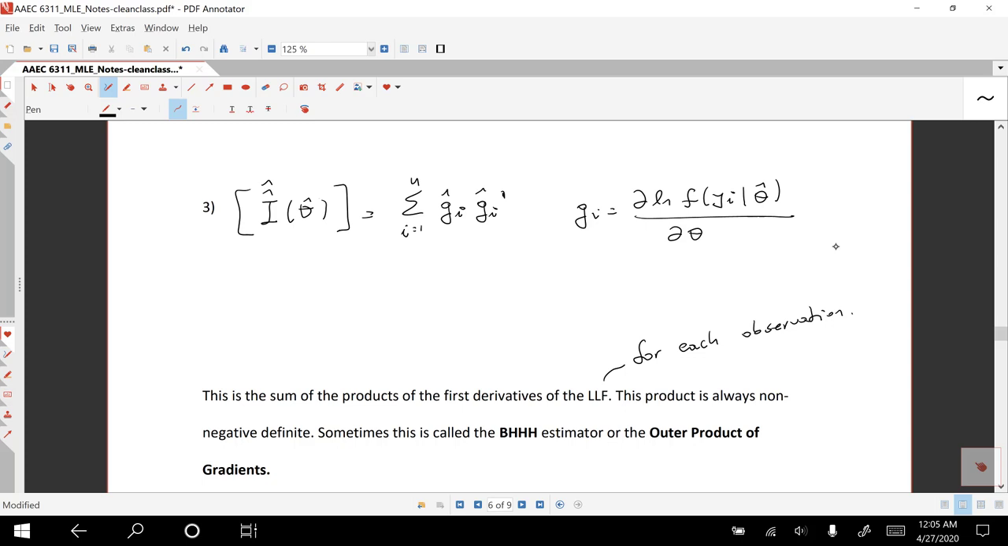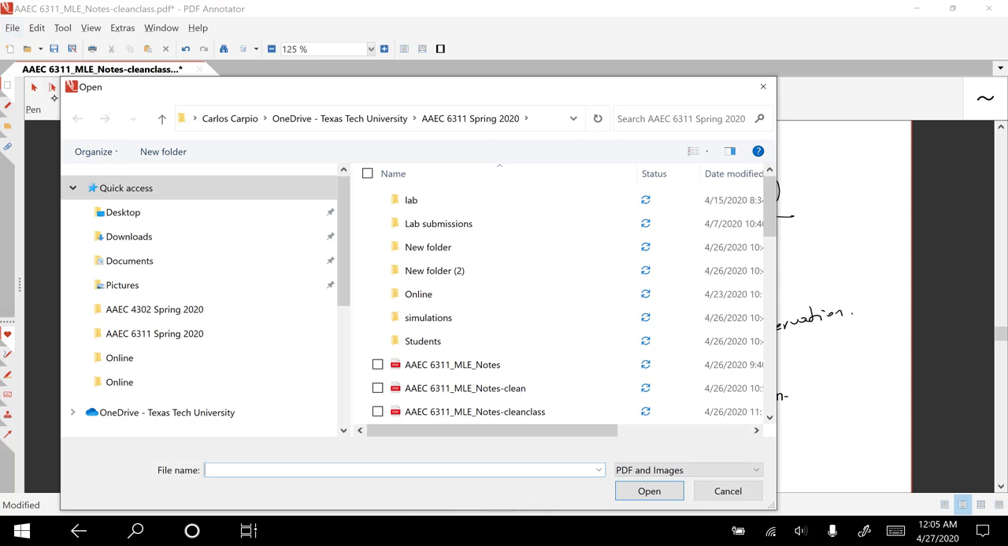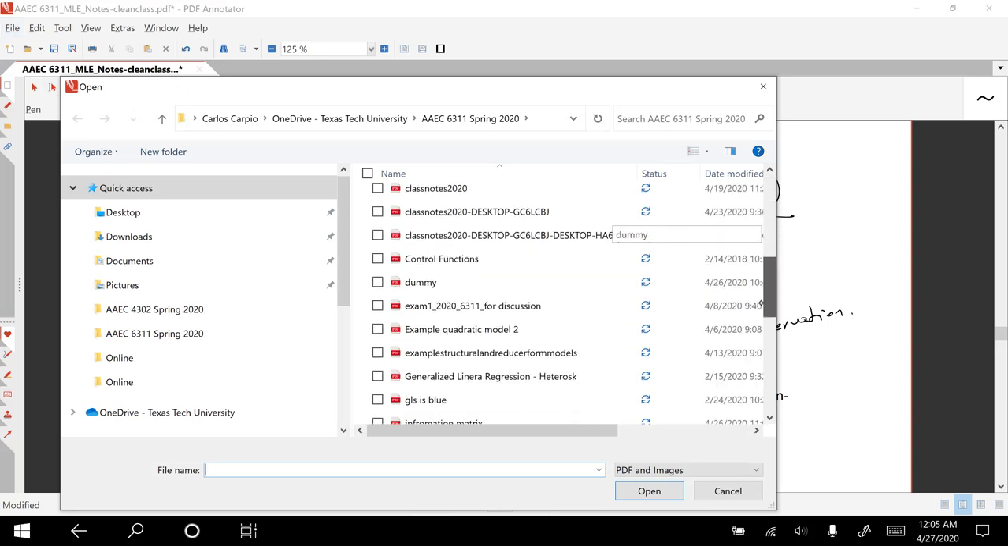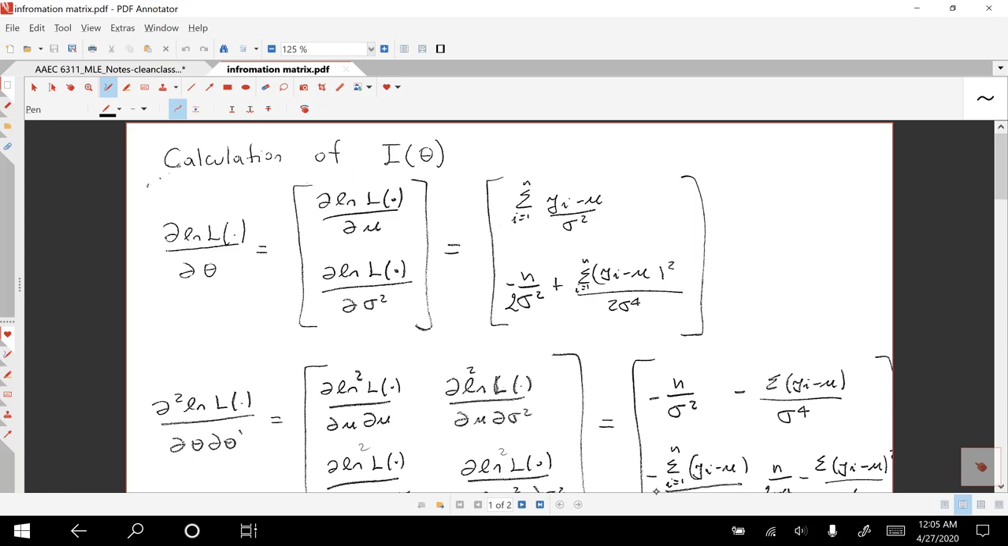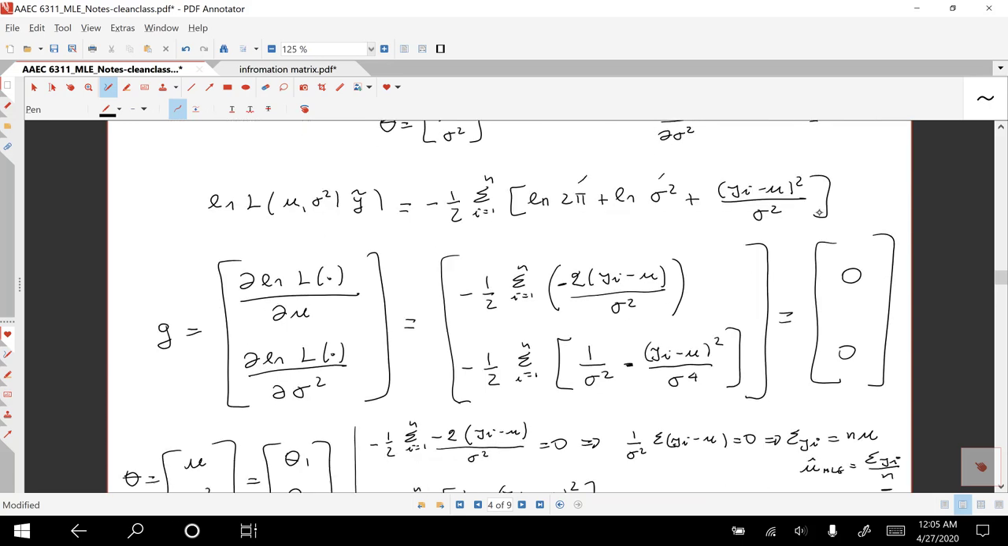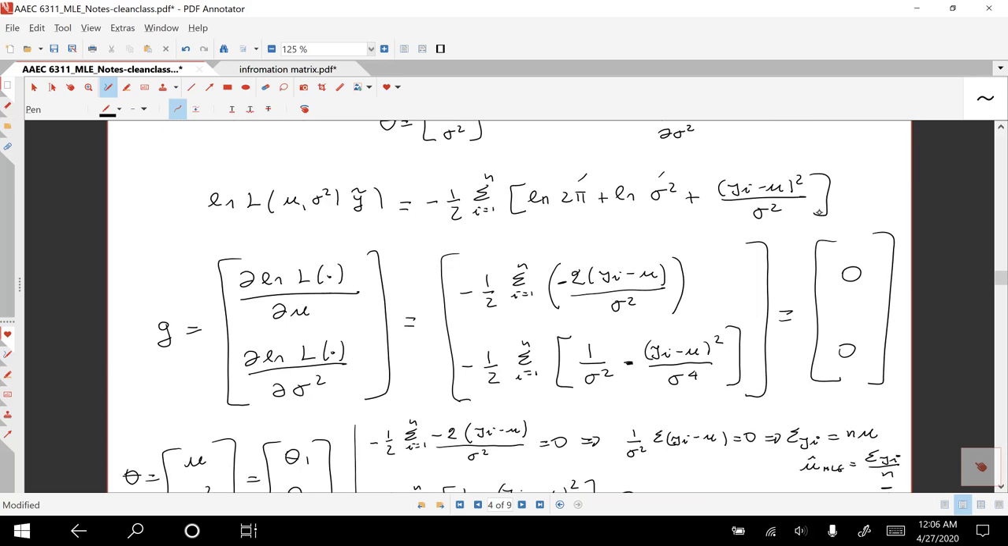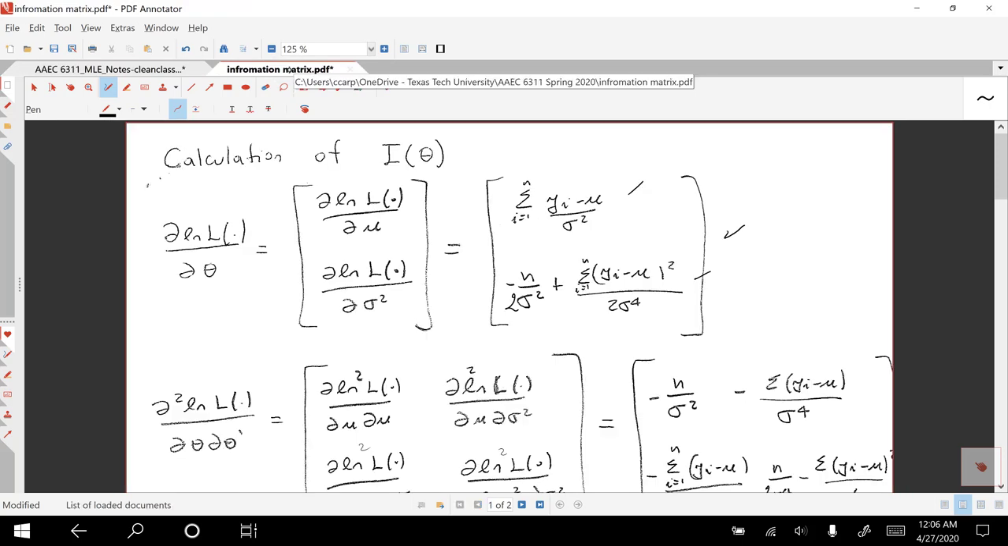So let's see how that works in the context of our specific example. Let's see the calculation of this information matrix and look at the three options. We had already calculated this. Remember, this is the Jacobian matrix. We have the derivative of the log likelihood function with respect to mu, and with respect to sigma squared. We already did that. I think I rewrote it in a slightly different way, but it's the same thing.